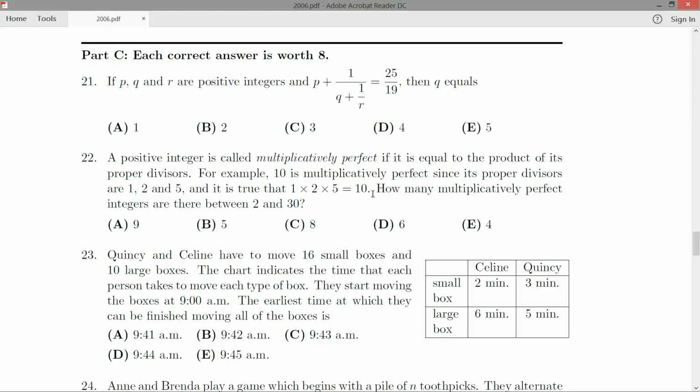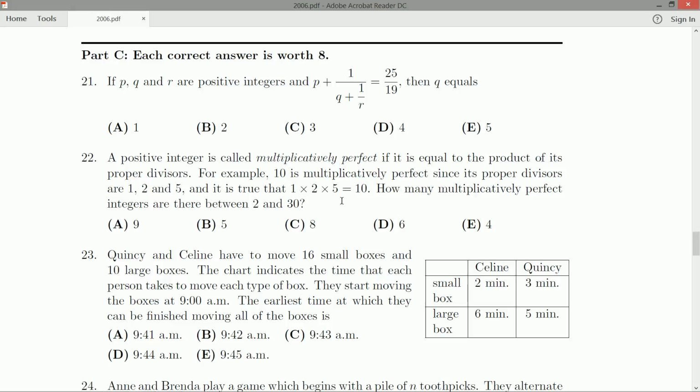Okay. So what makes 10 work as a multiplicatively perfect number? Well, 1's always going to be there no matter what number we're talking about. And then we really only have these two factors, 2 and 5, that just happen to make up 10.